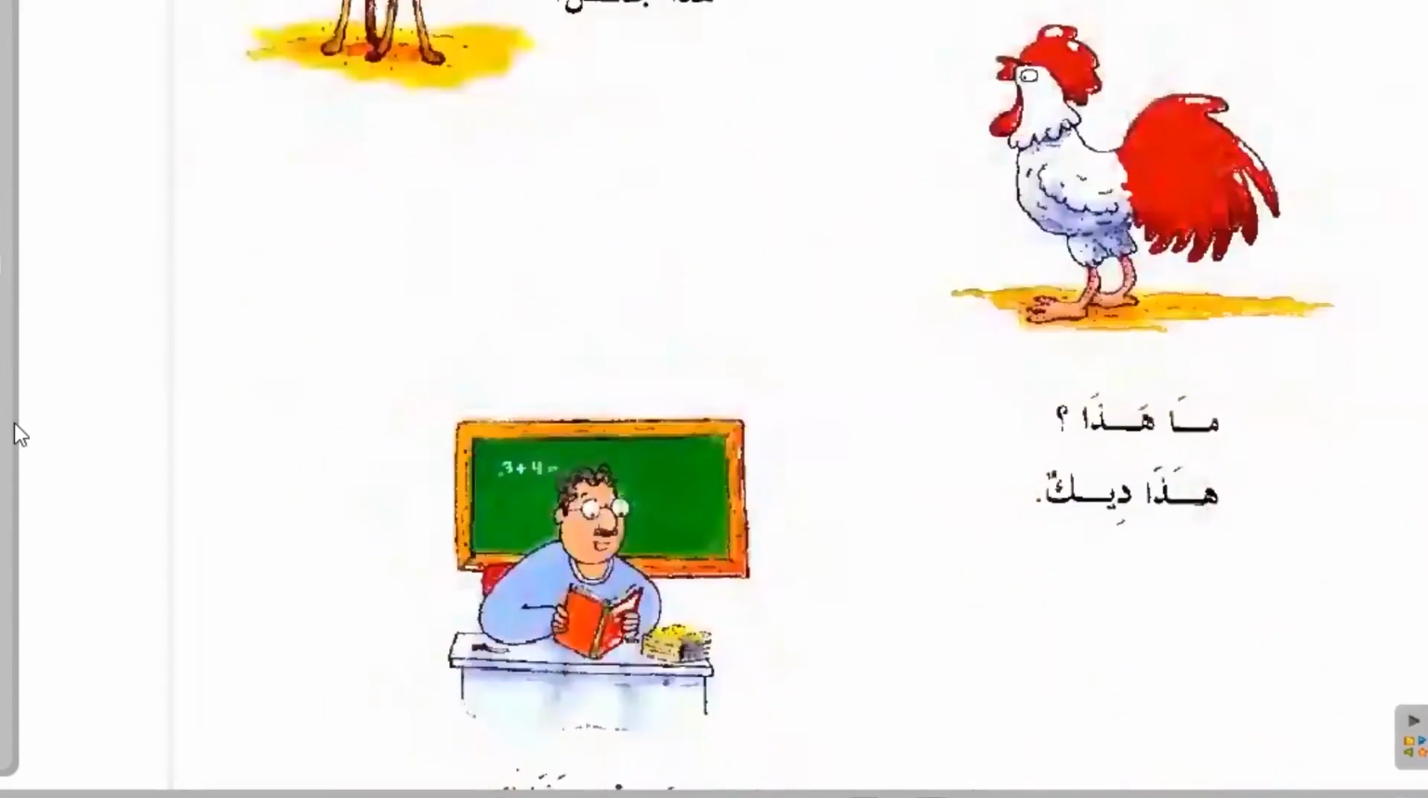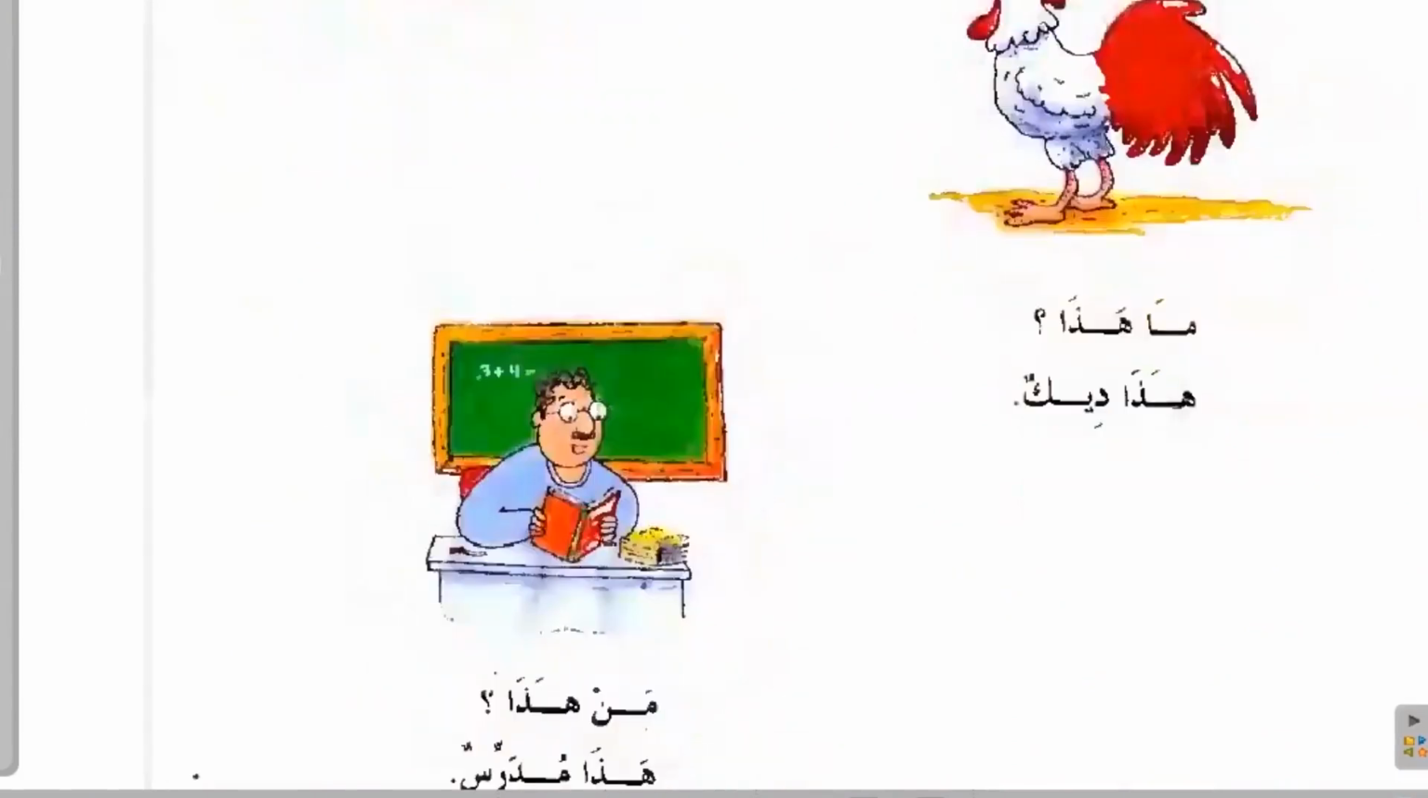Okay, then we have here, ma haza. What is this you are seeing? You can see this is a rooster, right? Haza dikun. A rooster is called dikun in Arabic. This is a rooster.